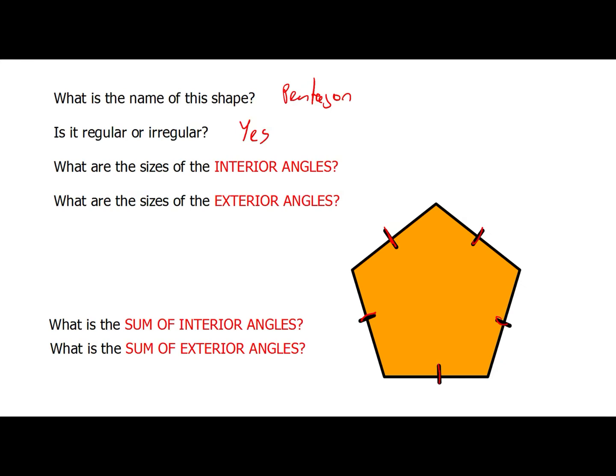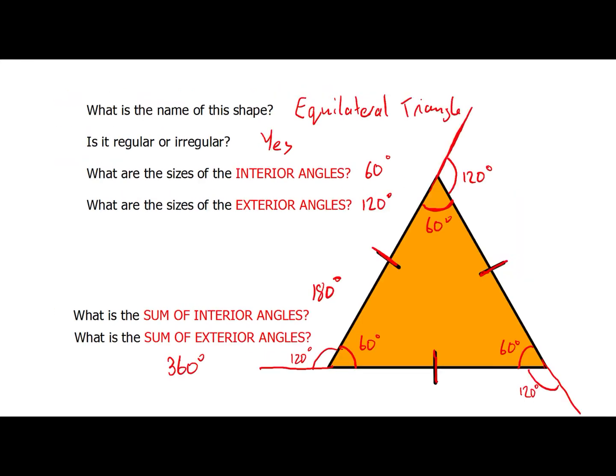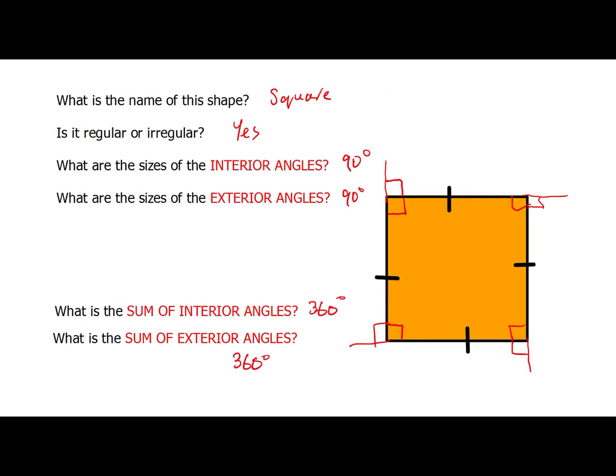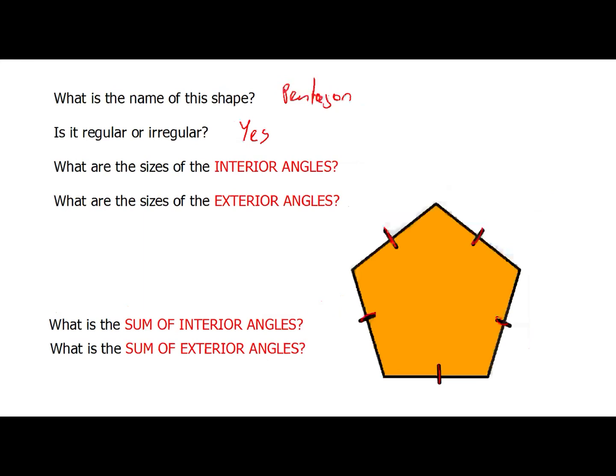Now I'm going to let you in on a little fact, okay? There's a pattern. A triangle had 180. A square or a quadrilateral had 360. Now why is that? That's because I can actually split it into 2 triangles. Two lots of 180 is 360.